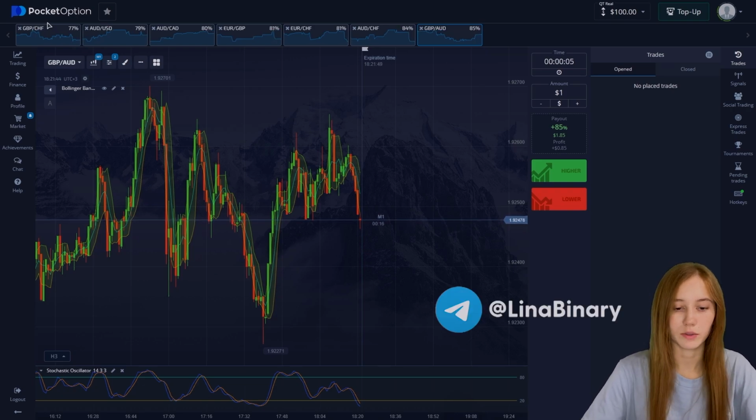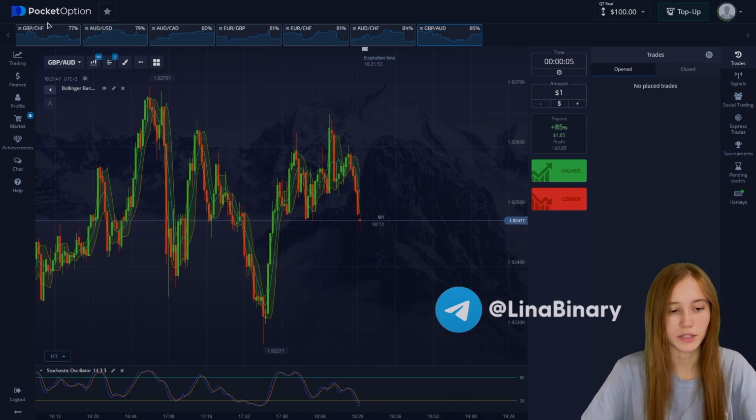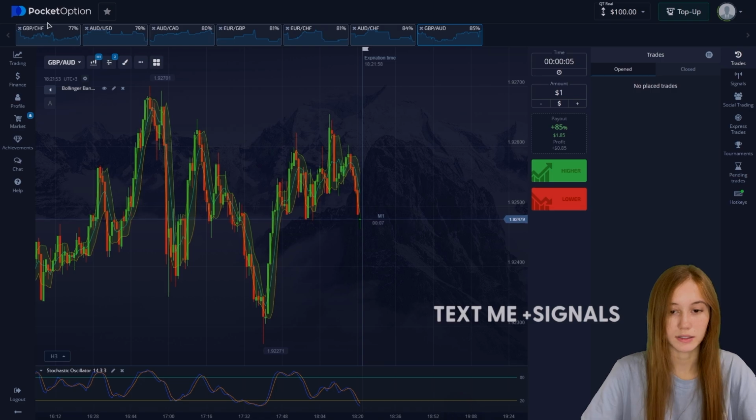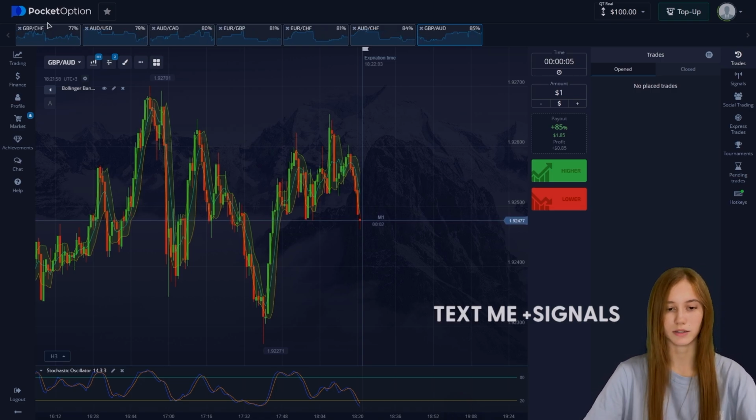So today we'll trade on Pocket Option and initially our balance will be exactly $100. Therefore, the first deal amount will also be exactly $100, 100% of our balance at the moment respectively.